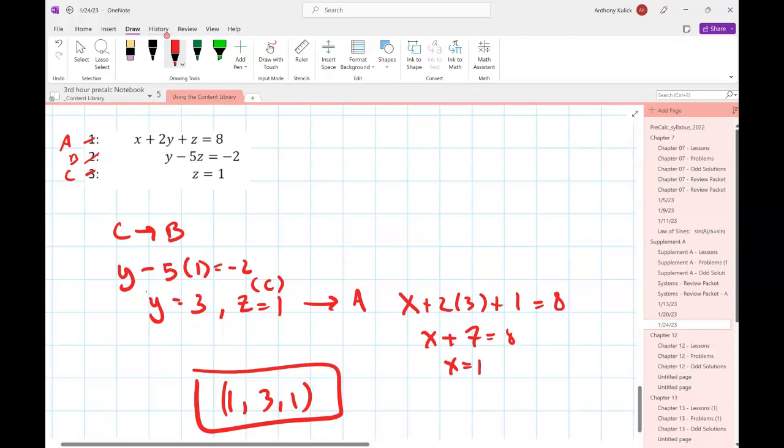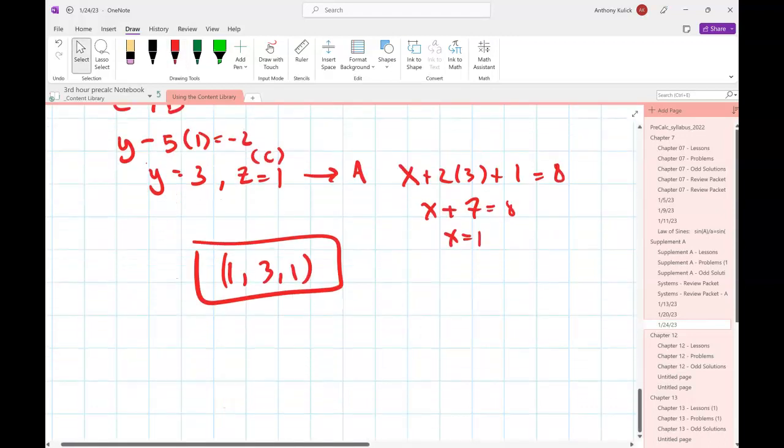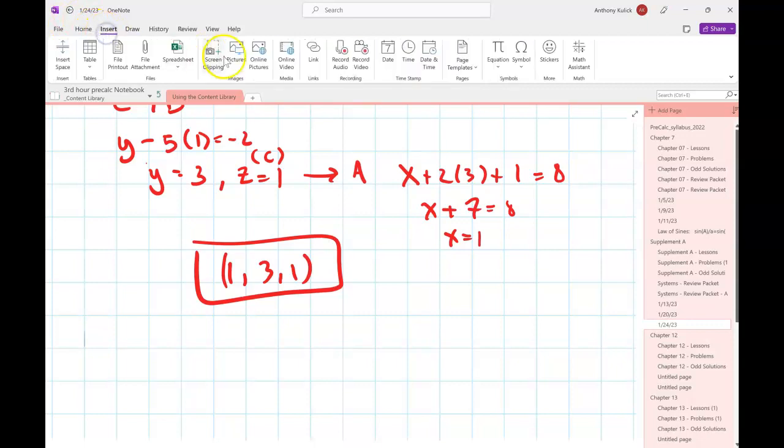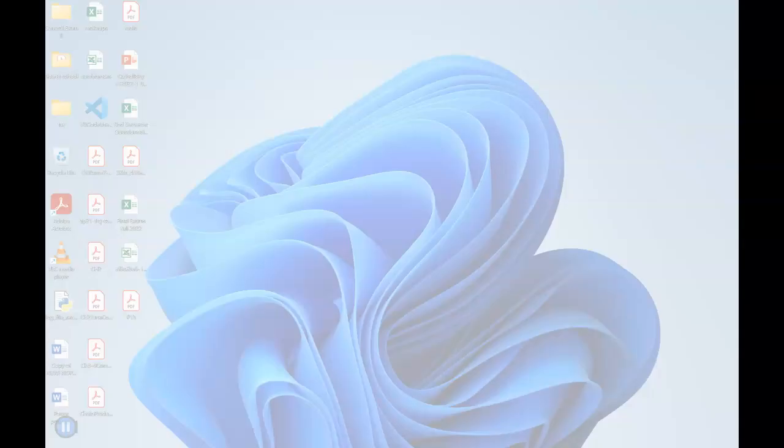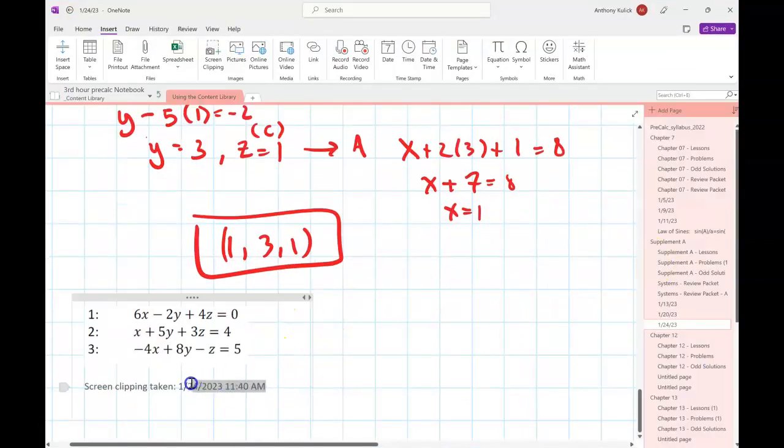Very fast, right? The trick is going to be getting something into that triangular form first. So let's look at an example of taking something that isn't in triangular form and putting it into triangular form. So we can just do that real quick.